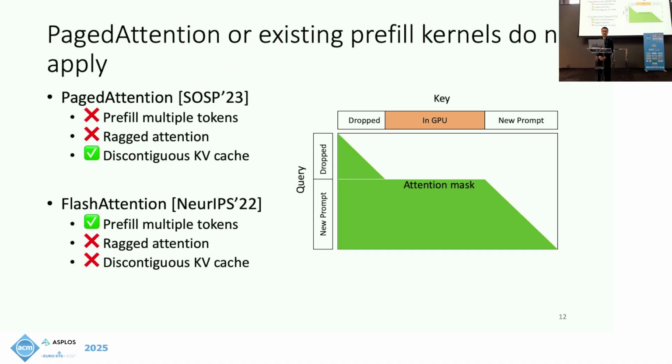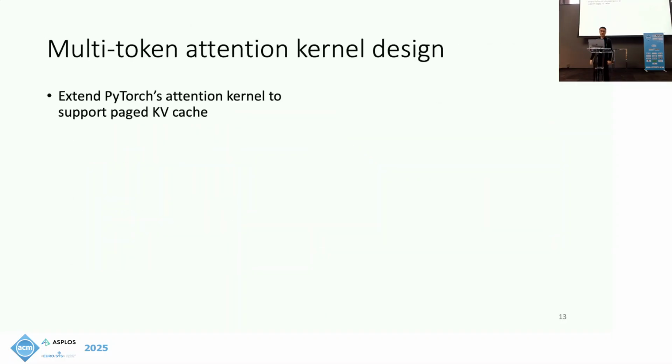However, this new pattern is not able to be directly computed with existing prefill kernels, nor a paged attention kernel. The reason is paged attention is designed for decoding that produces 1 token at a time, while in our case, we need to prefill multiple tokens at a time. Flash attention and similar prefill kernels back in 2023 were not able to support this ragged attention. They also couldn't support the discontiguous KV cache. So we decided to build our own kernel.